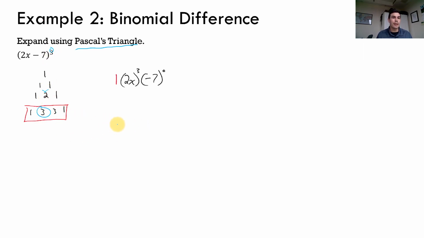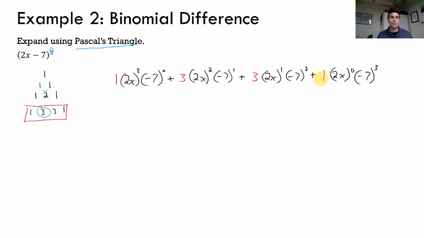I'll have 1 times 2x to the 3rd times negative 7 to the 0 power. Again, the first one's going to start with whatever my power is. The second one's going to start at 0, and you're just going to start working them in the opposite direction. We're going to subtract 1 from the power on the first term and add 1 to the power on the second term. Okay, plus 3 times 2x squared times negative 7 to the 1st, plus 3 times 2x to the 1st times negative 7 squared, plus 1 times 2x to the 0 times negative 7 to the 3rd.